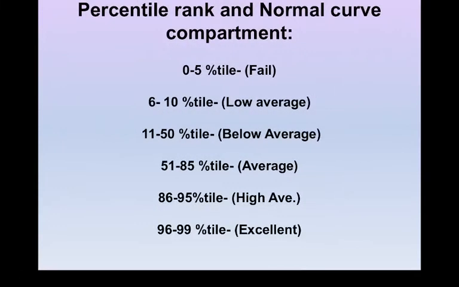Fix naman ang ibig sabihin niyan. Usually, kapag ang percentile rank mo is from 0 to 5, fail, or extremely low average. Pag 6 to 10, low average. 11 to 50, below average. So on and so forth. Ang tanong, paano natin nalaman yan? Saan nanggaling yung qualitative interpretation ng mga percentile rank na yan?